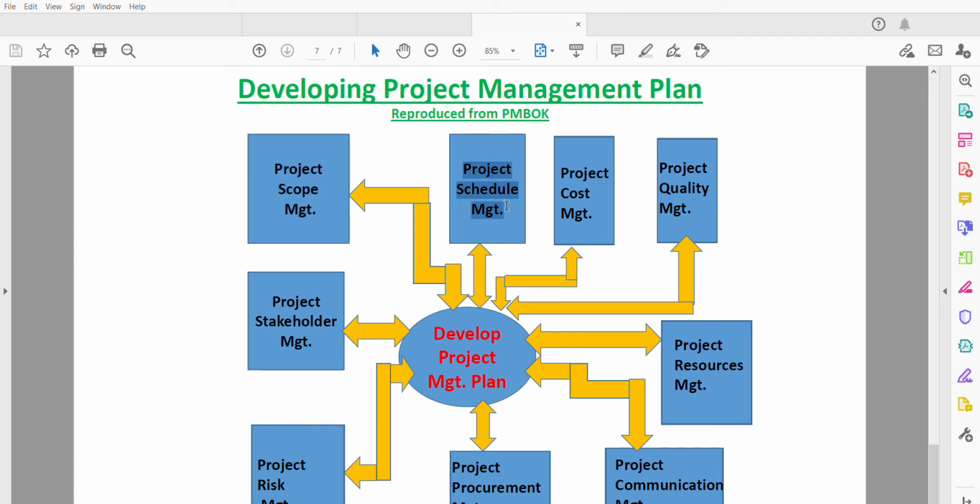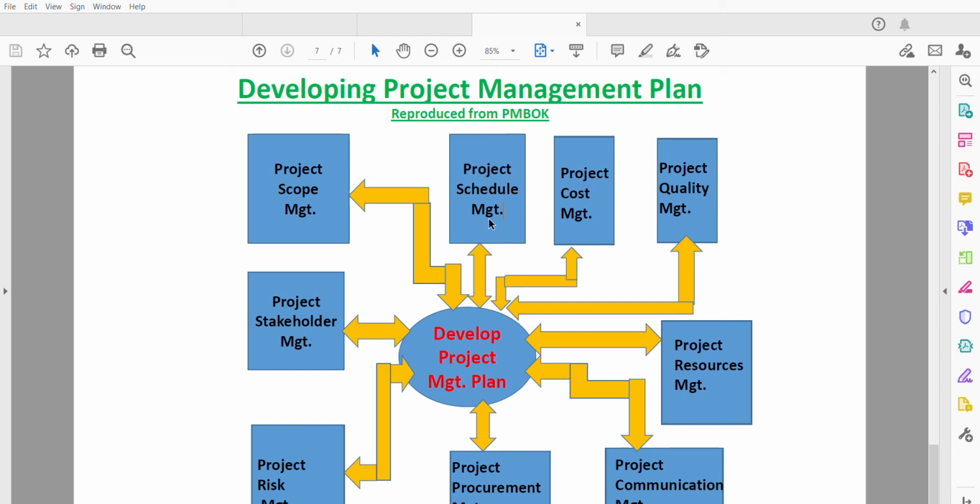The project schedule management: we need to develop a project schedule management plan by defining the activities of the project, sequencing these activities, which means when we need to do each activity. And also we estimate the activity durations, how long each activity will take. Keep in mind, these are all estimates. And at the end, we develop the schedule of the project. And also we develop the project schedule management plan.